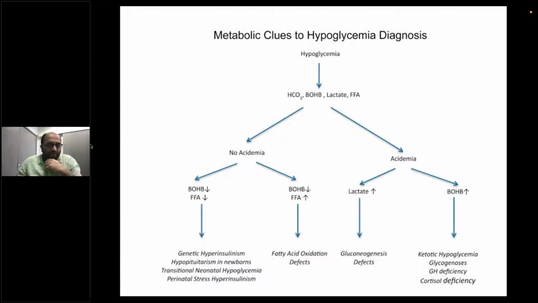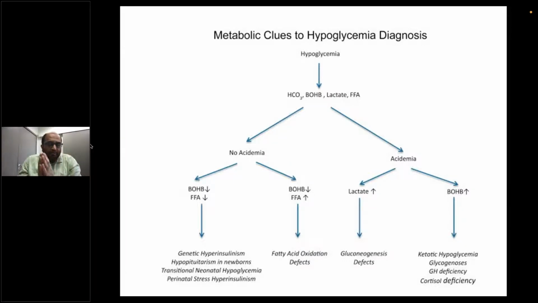So this is a flowchart which I was just talking about. When we interpret the hypoglycemia screen, when a child presents with hypoglycemia, you obviously make sure you take all the blood samples, but more importantly, look at the ketones. So this is BOHB, beta hydroxybutyrate, bicarb, lactate, and free fatty acids.